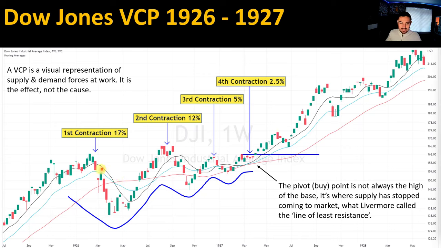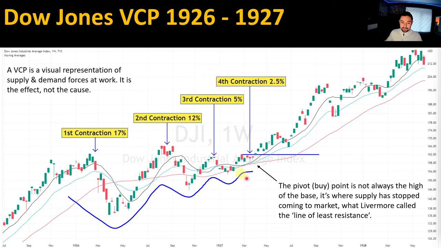It is one contraction, two contractions, three contractions, four contractions. Do you see how the depths of the contractions, they're not quite halving each time, but certainly as we start getting into the second, third and fourth contraction, they're pretty much halving each time? We're going from a 12% decline to a 5% decline to a 2.5% decline. Now this is a little subtlety that we're going to pick up on in this video.